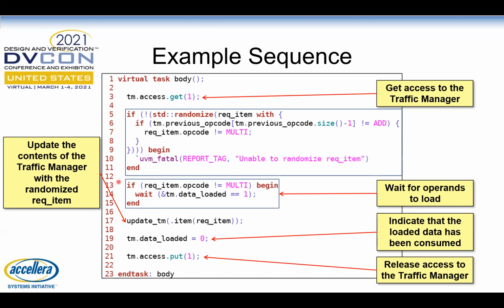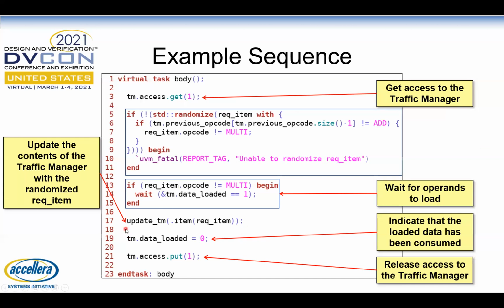since each opcode must wait for the data operands to be loaded, the sequence would have access to the traffic manager's data loaded signal to detect and wait for each operand sequence to report that the data has been loaded before the new opcode is sent to the driver. Since multiply operations are unique and don't require new operands to be sent, the sequence can bypass the waiting on the data loaded indicator if the next operation is a multiply. Once all the randomization is complete, the traffic manager can be updated with the information from the new sequence item, as it's done on line 17.